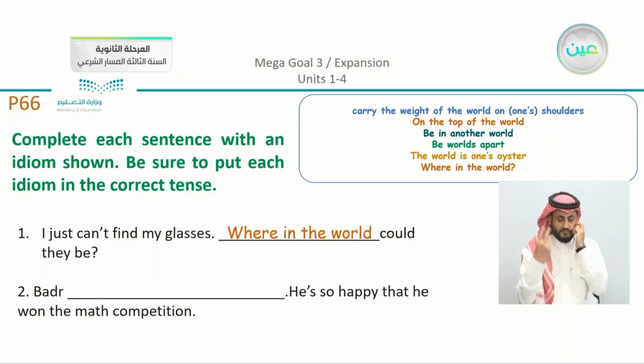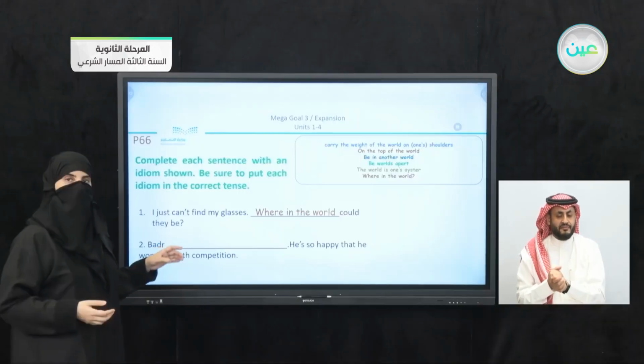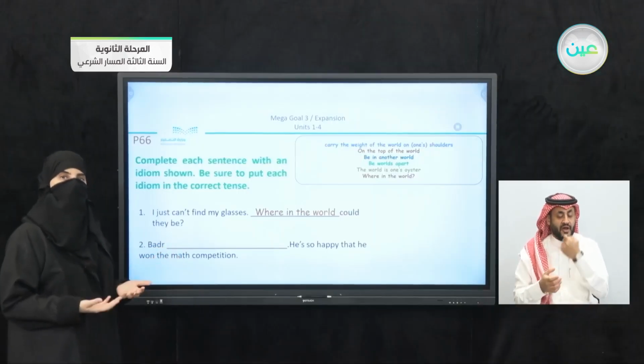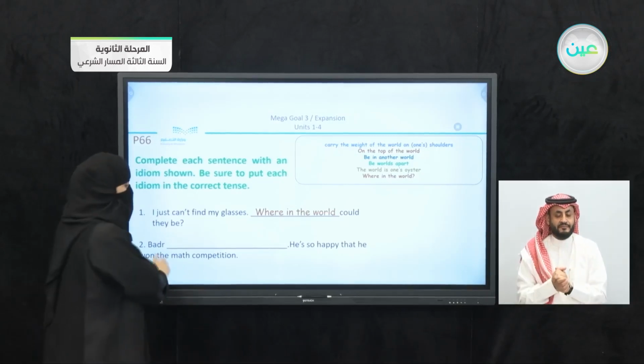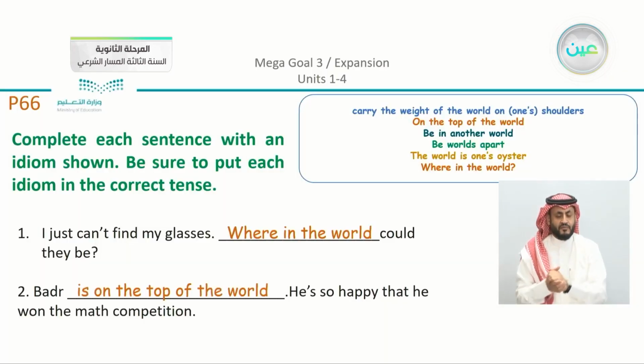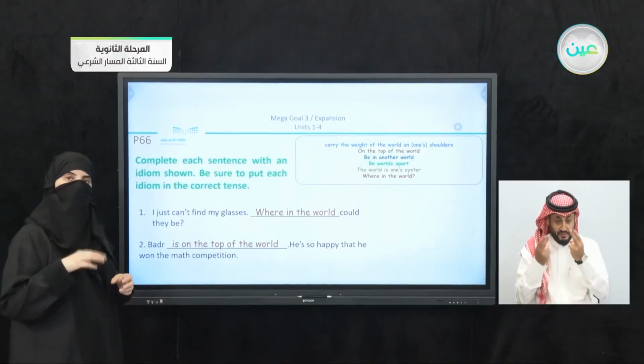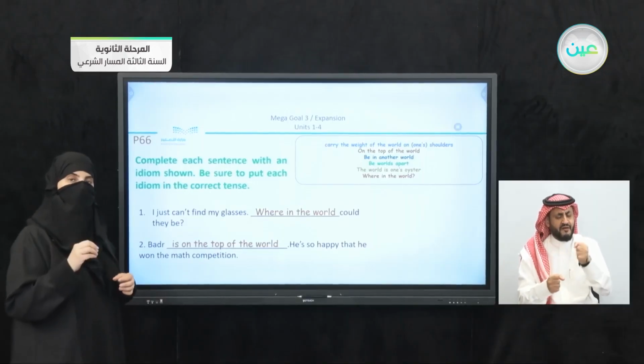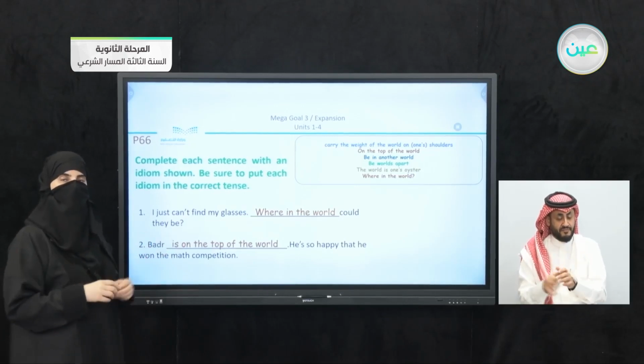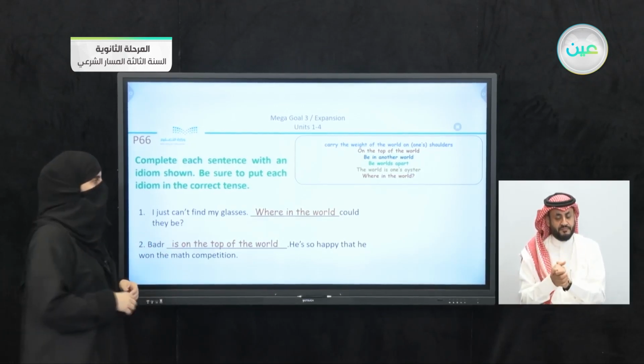We have number 2, Badr. He's so happy that he won the math competition. So note here that we have someone who's very happy. Which one of these idioms can be used to express happiness? We can say that Badr is on top of the world. Now note that I'm also using the correct verbs. We have here "is," the verb to be, added to the idiom or the phrase.